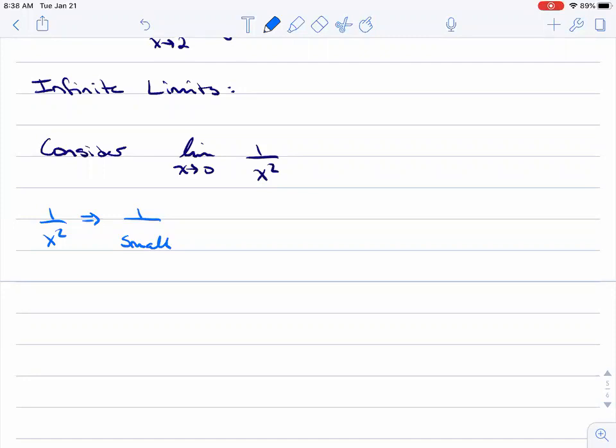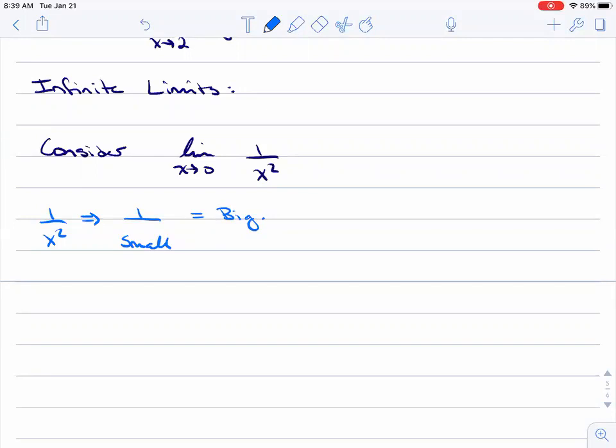And you can kind of feel your way there on your calculator. 1 divided by 0.00001 is going to get you a big number. And so here, this is going to be a big number, and it's just going to keep increasing as x gets closer and closer to 0. So there's no bound on it.